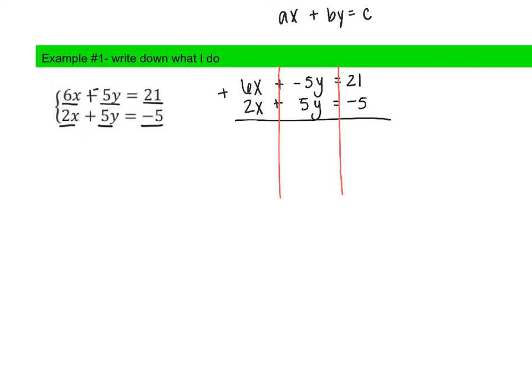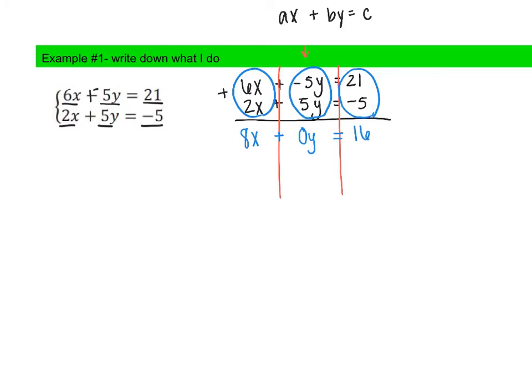So already knowing math in my mind, I can see that this column right here, if I add negative 5y and positive 5y, there's going to be 0 y's left over. So this is going to work out without me having to do anything mathematically. I just have to add it. So I'm going to start with this side. 6x's plus 2x's is 8x's. Keep my plus sign. Negative 5y's plus 5y's is 0 y's. Equals 21 plus negative 5, or 21 take away 5, 21, 20, 19, 18, 17, 16.